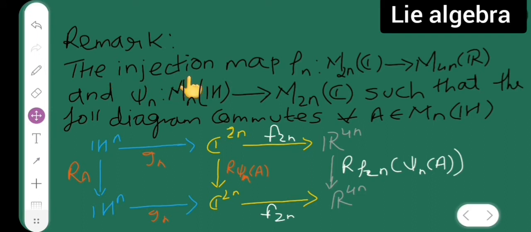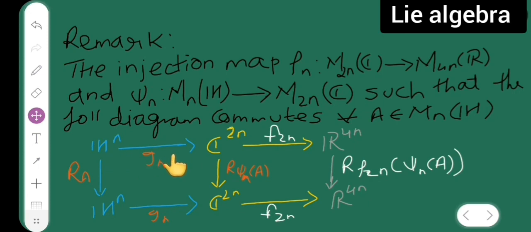Next is my remark. The injection map rho n of M2n complex tending to M4n of R, and psi n of Mn of H tending to M2n of C, such that the following diagram commutes for all A belonging to Mn of H. So this is my Hn. This part I will write like this, Hn, okay? And this tends to what? It goes to M2n of complex, right? So here also my M2n of complex is there, and it goes to M4n of R. So this is my R4n.